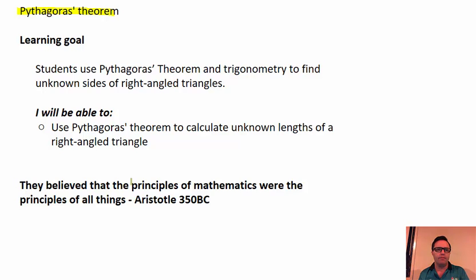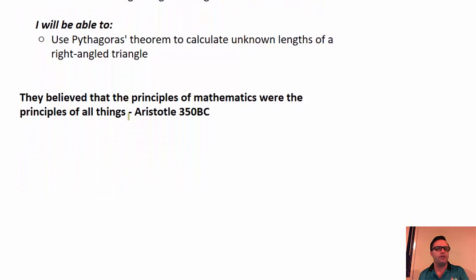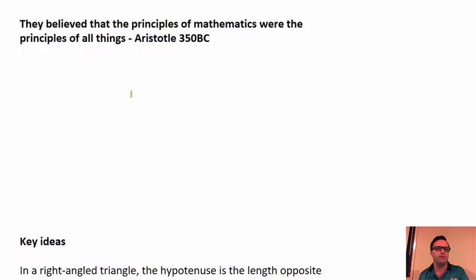They believed that the principles of mathematics were the principles of all things. This is something that Aristotle said in 350 BC about a group of dudes named the Pythagoreans. They were a group of scholars and learned people who followed in the school of Pythagoras. So he probably had a school where a bunch of people just came along and learned, thought about stuff. The Greeks were sort of all right into that kind of thing.